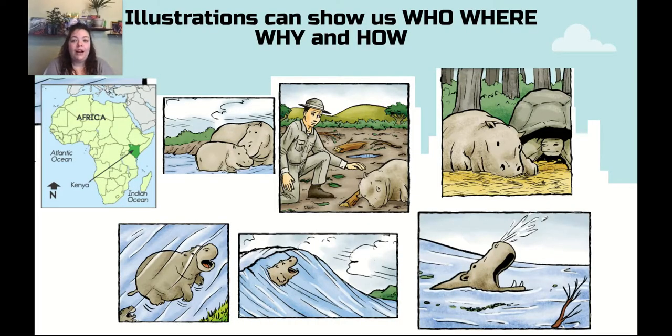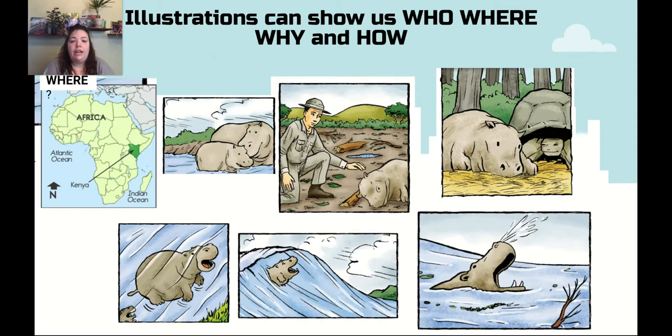Not only do the illustrations, like on the previous page, show us how characters are feeling and give us more information about the text, they also help us identify important information in the book, like who, where, why, and how. Generally, if you see a picture, a map, or a diagram in a story, it's going to be important information about the story. For instance, if you look at this picture from the book, you can tell where it took place: in Africa, in Kenya.